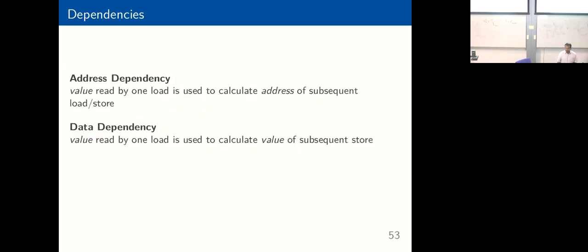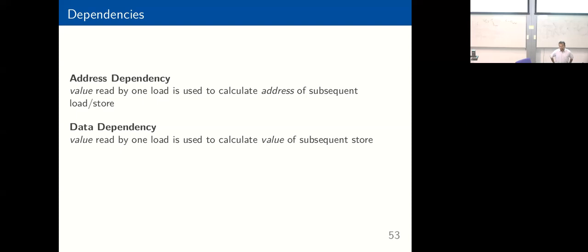So what kinds of dependencies do we need? Here's a kind of dependency called address dependency. Suppose you load a value, and you use that value to calculate the address of some other memory access that you're going to do next. For example, you load the value of the beginning of an array, and then you do some calculation to index into that array, and then you do some operation on that part of the array. That's what we call an address dependency.